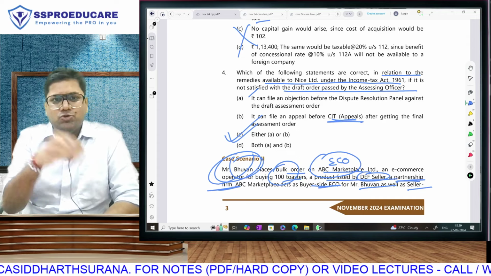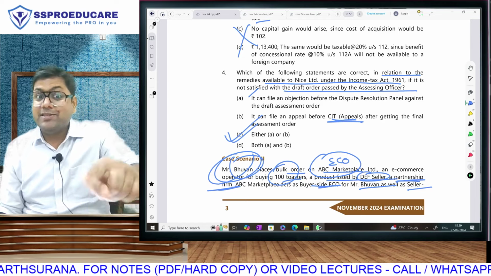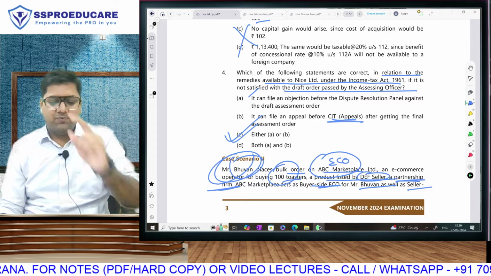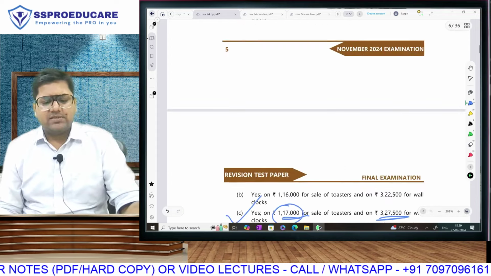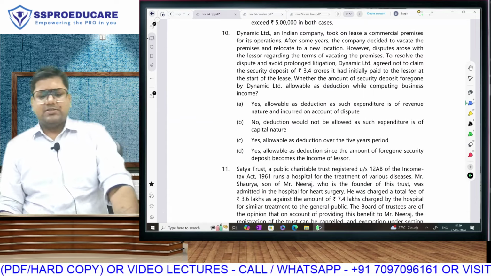See, option is yours. You go for appeal or you go to DRP. Both remedies are available. Once you go to DRP, then you can't go to CIT appeal. DRP comprises of CITs. So against DRP you will have to go to ITAT. Very easy theoretical question. And second, MCQ case scenarios completely based on that new circular that has been released.